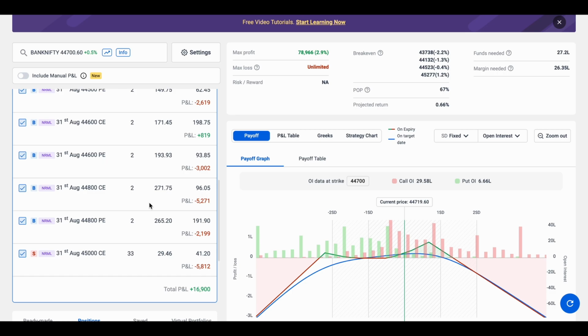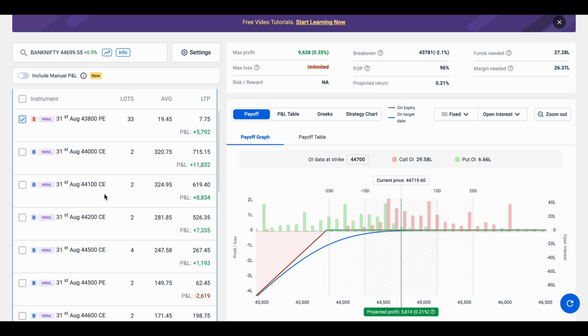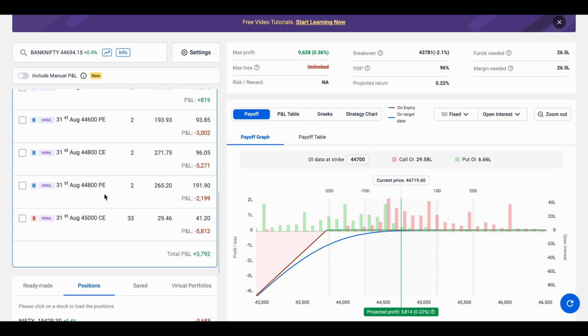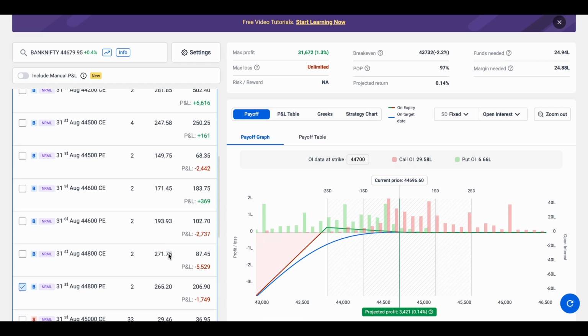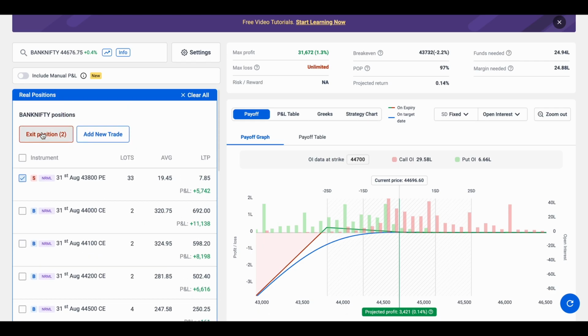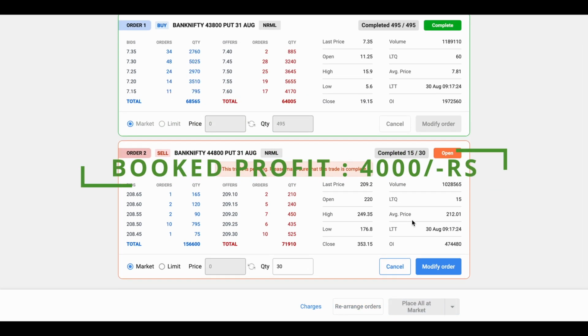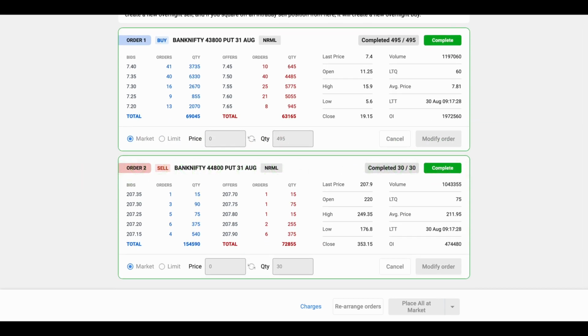So let's quickly do our adjustment. We are going to square off this put position, and we are also going to square off our oldest put buy position since the market is going upward. So this is the oldest one. After squaring off, I am making almost 4,000 rupees profit. So let's do this. I am going to do it at market price only. Okay, all the positions have been squared off.